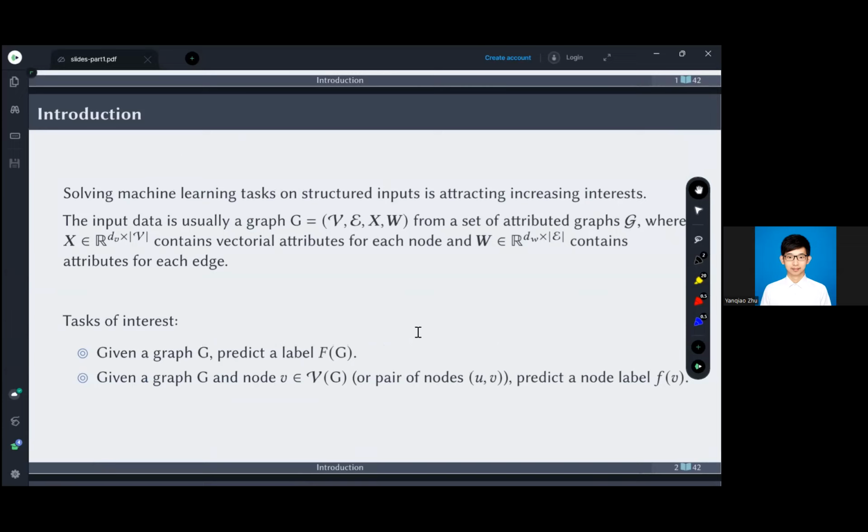For most tasks on structured inputs, we have two kinds of tasks. The first one is, given a graph, we would like to predict its label. So the label is based on the whole graph. The second task is, given a graph and several nodes or a pair of nodes, we are going to predict the node label or the edge label.